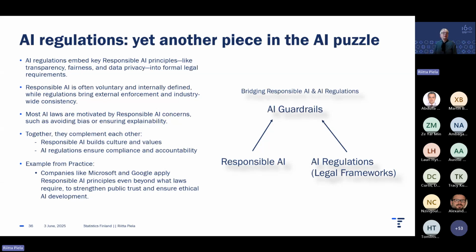And examples from practice: big tech companies like Microsoft and Google also apply responsible AI principles, even beyond what the laws require, just to strengthen public trust and ensure ethical AI development.